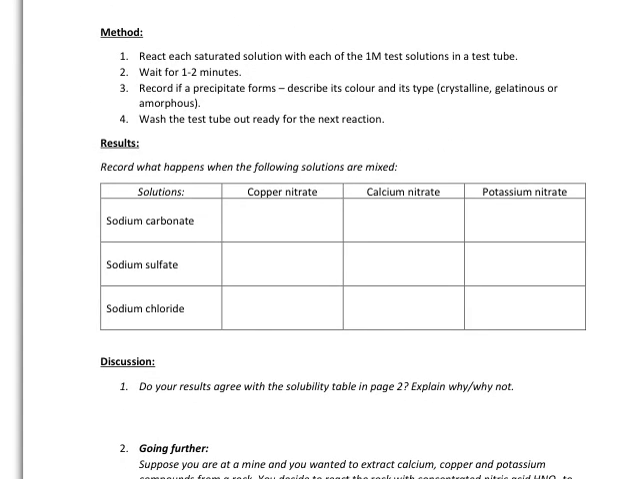For example, if sodium carbonate and calcium nitrate produced a precipitate, then you might be writing down here white precipitate. If there was no reaction, then you just write no reaction down. I'm not saying these are necessarily right. You'll need to go and do the experiment. And once you've done the experiment, you should be able to have a go at doing the discussion questions. Okay, that's the first task video for this week.